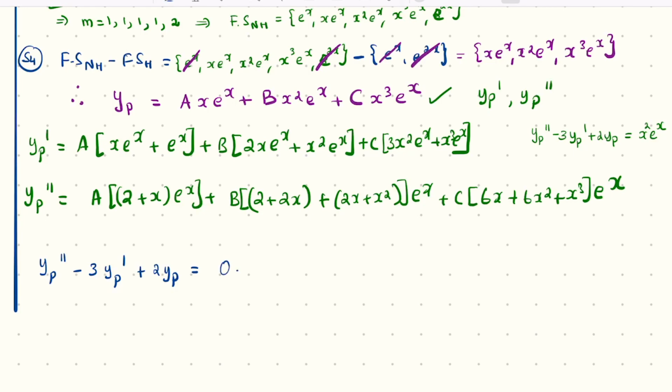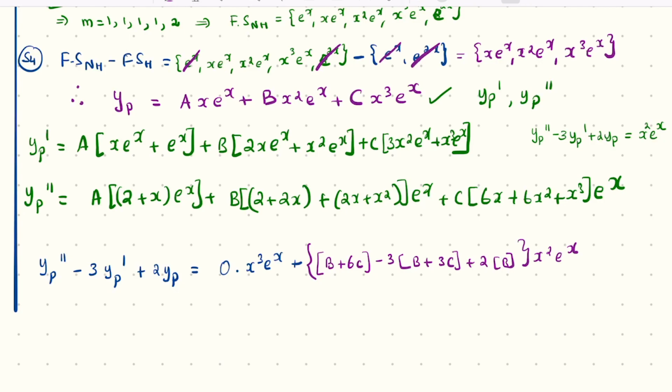You're going to have 0 times x cubed e to the x plus, let me change different colors in here, b plus 6c minus 3 times b plus 3c plus 2 times b of x squared e to the x. Let me just show you how this one comes so that you can see.